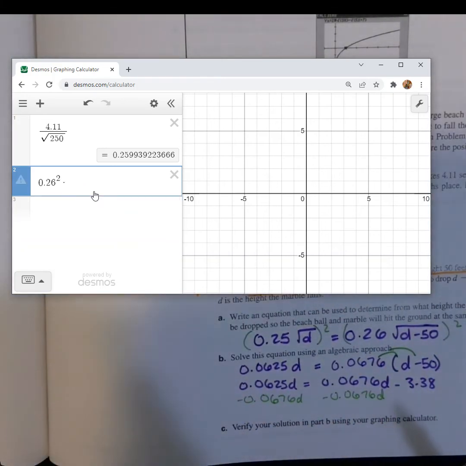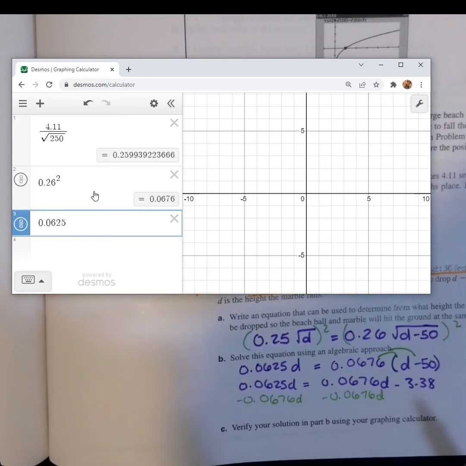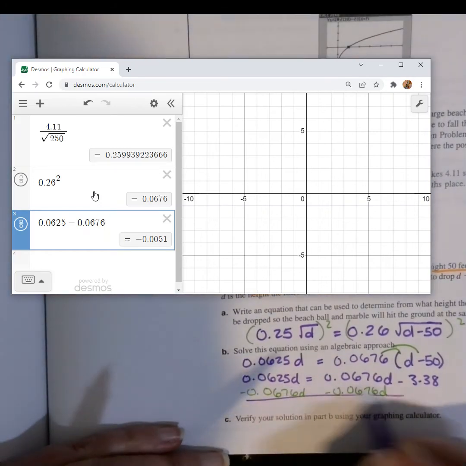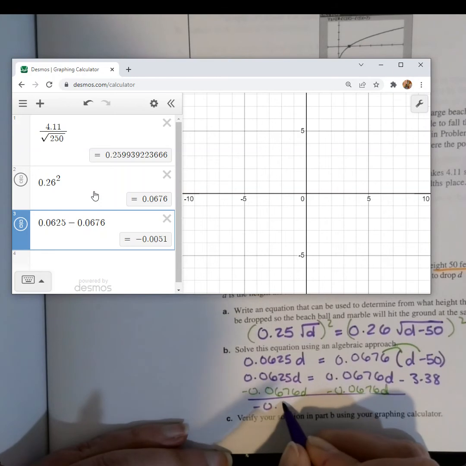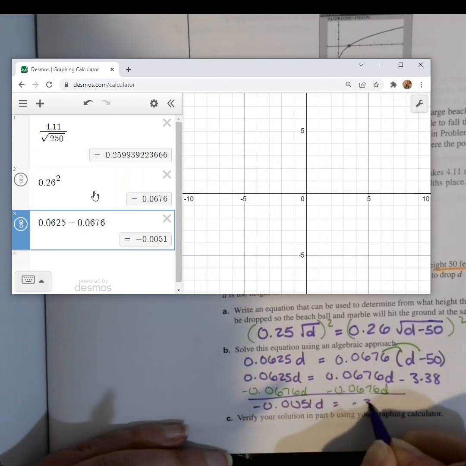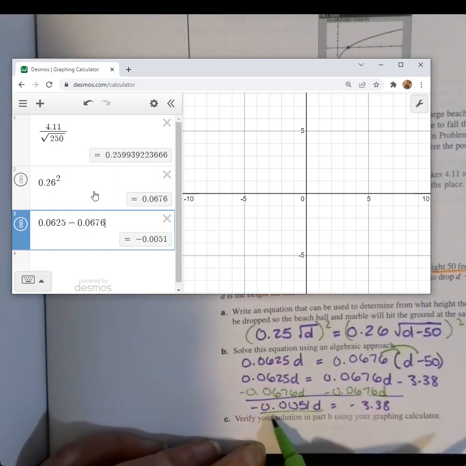Okay, so I need 0.0625 minus 0.0676. That gives me negative 0.0051D equals negative 3.38, and divide both sides by negative 0.0051.